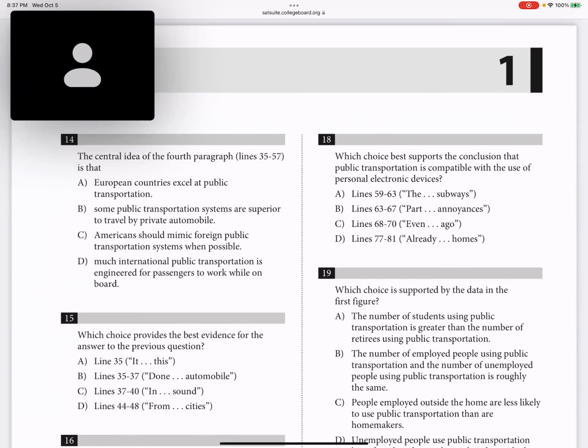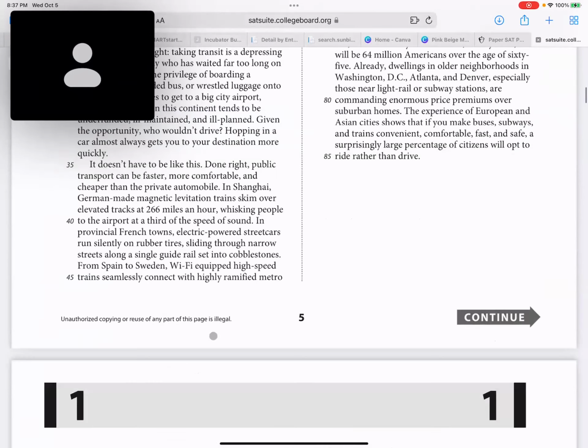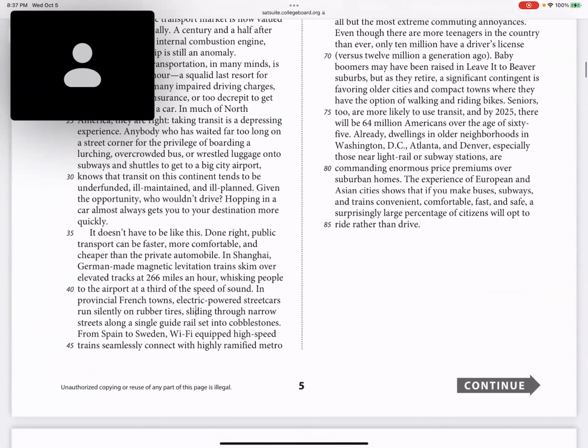European countries excel at public transport. Some public transportation systems are superior to travel by private automobile. Americans should mimic foreign public transportation systems, or much international public transport is engineered for passengers to work well on board. What do we think is the main idea of this one? The main idea of that whole paragraph. And typically the topic sentence, remember, is the first sentence of a paragraph, or the first sentence or two.